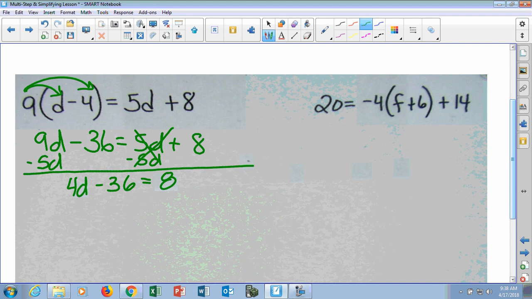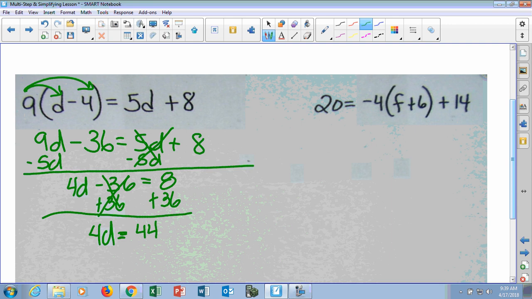Well, unlike before, this is where we start dividing right away, right? Well, I still got some extra stuff over on the left side, don't I? What do I got to get rid of over here? 36. How do I get rid of the 36? I got to add it because it's a minus 36. So to get that to 0, I have to add 36, and I got to do it to both sides. So when I do that, that becomes 0, right? And I'm left with 4D. And what's 8 plus 36? 44.